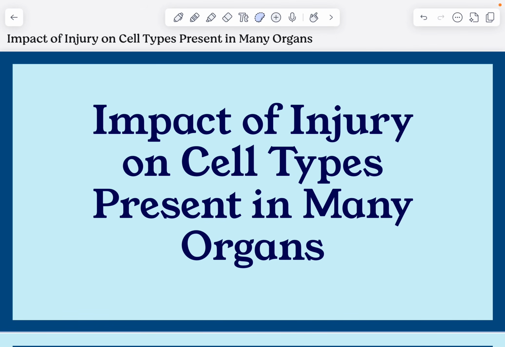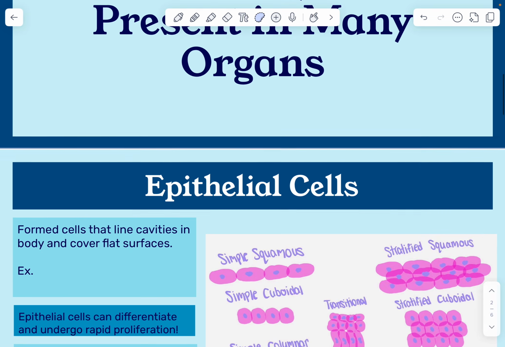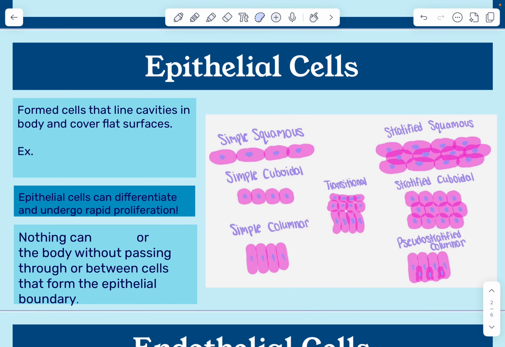Hi everyone, today we're going to go over the impact of injury on cell types that are present in many organs. So just a refresher on epithelial cells, these are formed cells that line cavities in the body and cover flat surfaces. So you can find these cells in our skin, our respiratory tract, as well as in our GI tract.